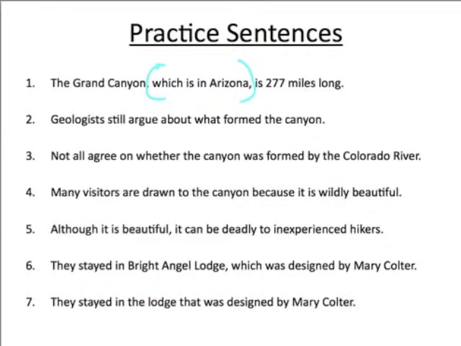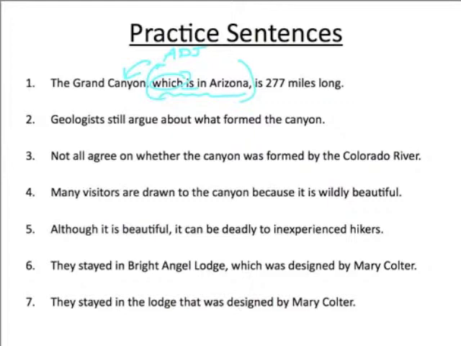Which is in Arizona? Pretty obviously modifying Grand Canyon, right? The relative pronoun which is functioning as the subject of the verb inside that adjective clause because it's modifying Grand Canyon. Now, you might be tempted to say that this was an adverb clause of place because it's kind of telling us where something is, but you could see in a couple ways that that wouldn't work if you thought it through a little bit more.